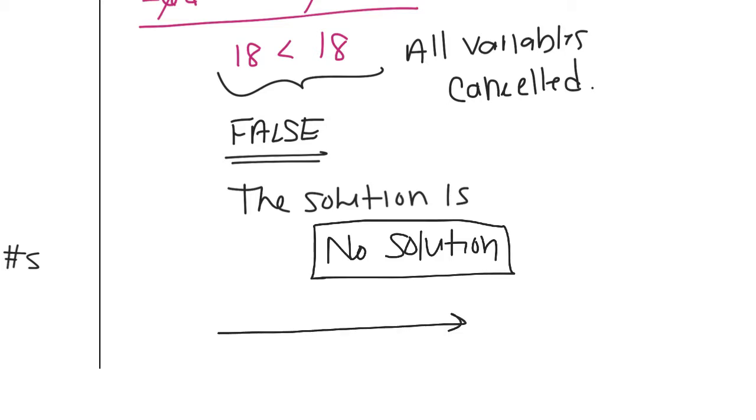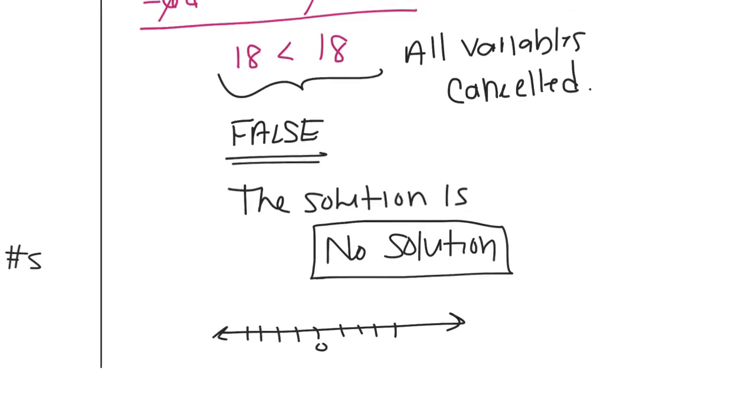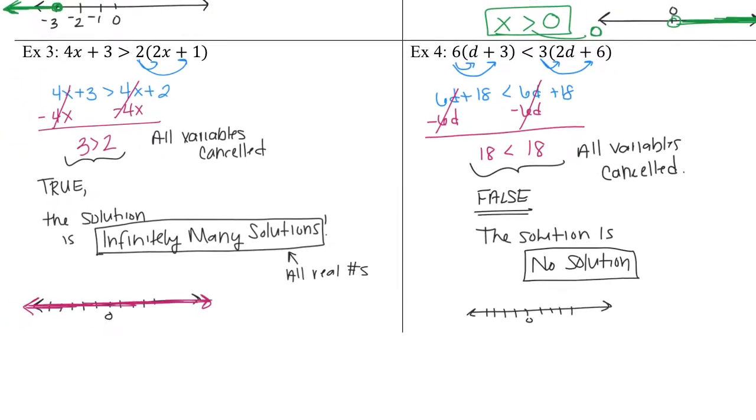Now graphically, that just looks like a plain old number line. Because if shaded areas mark solutions, but there is no solution, then that means your number line is not going to be shaded. So these are the special cases of inequalities.